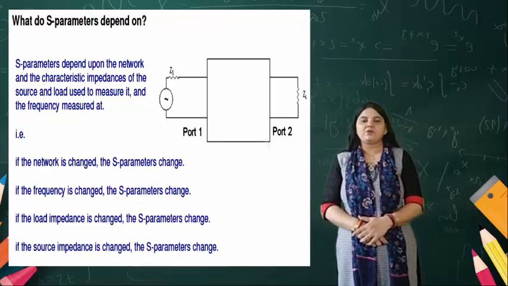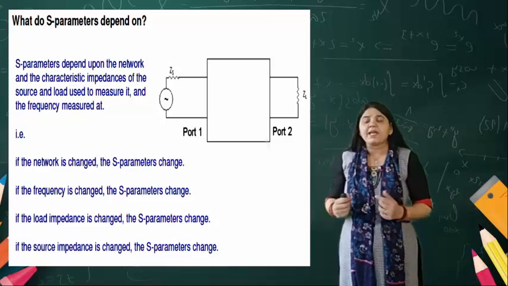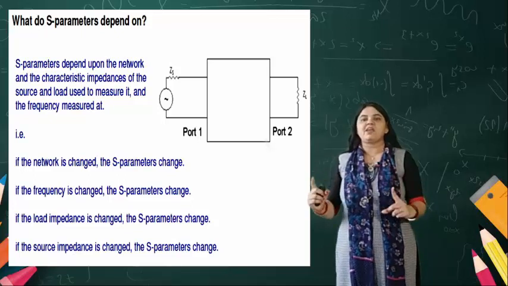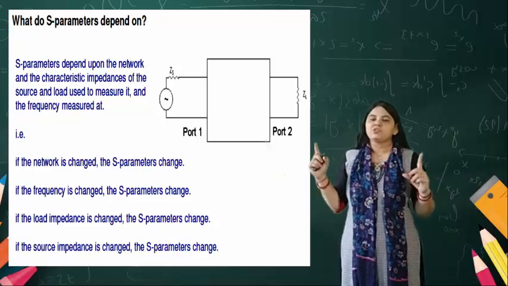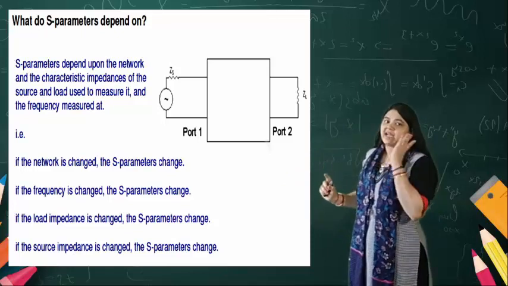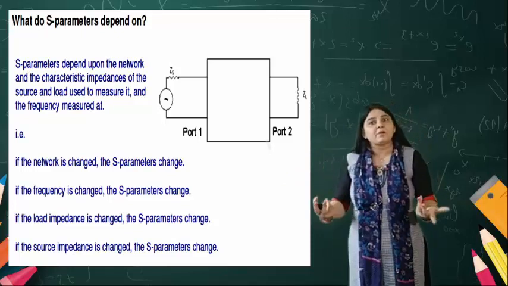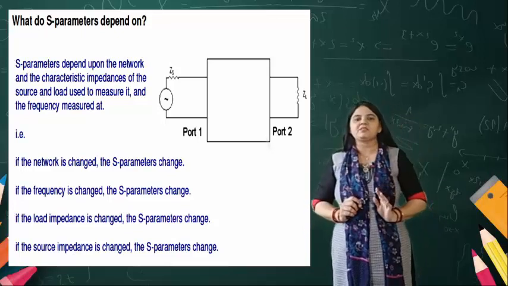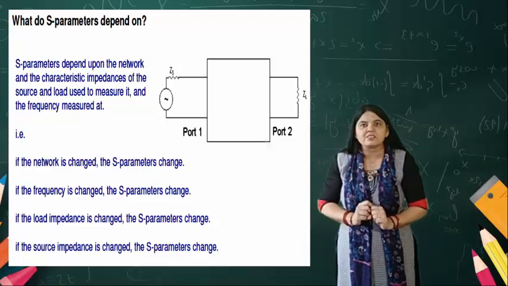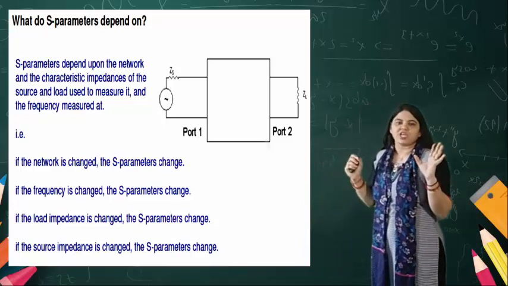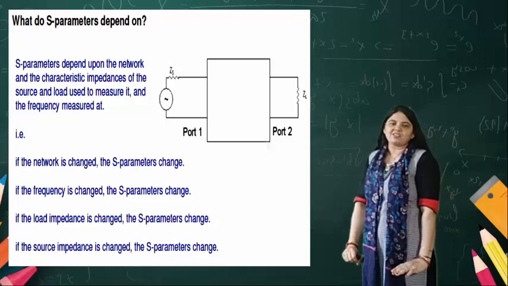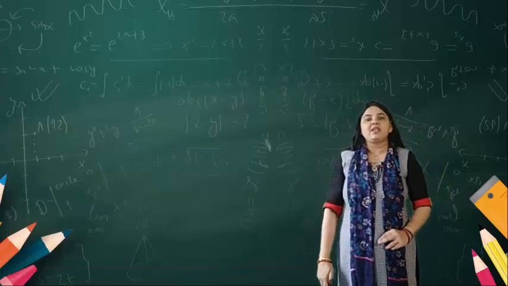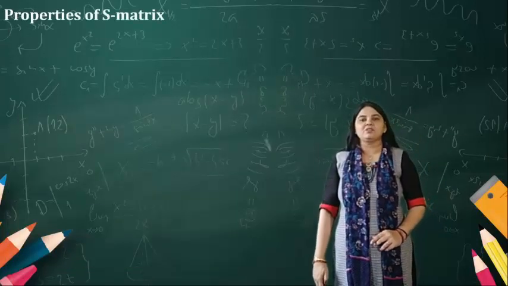Okay, so if the network is changed, the S parameter is changed. So the S parameter does not remain the same for all components. If the network is changed, S parameter is changed. If the transmission frequency is changed, network S parameter is changed. If the load impedance is changed, network parameter is changed. And if the source impedance is changed, the S parameter again changes. So this way you can have the idea about this.